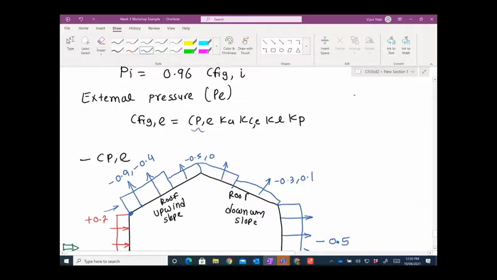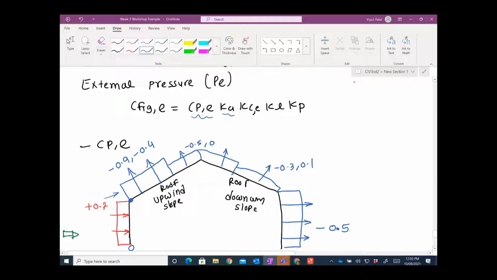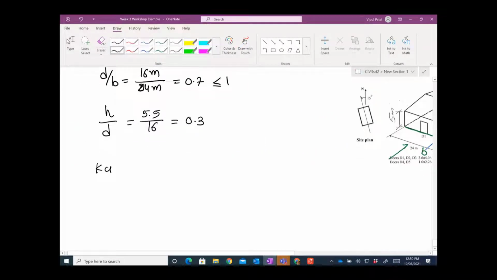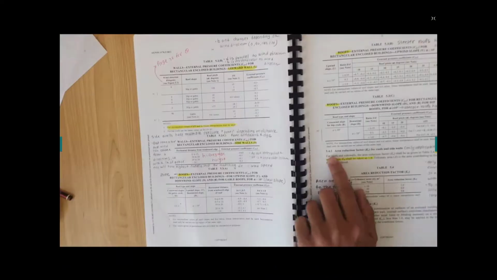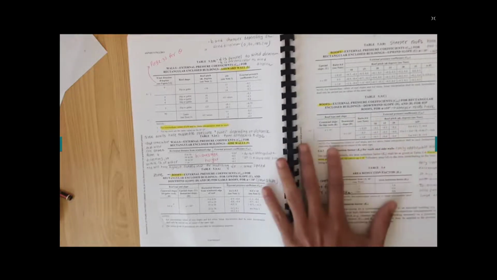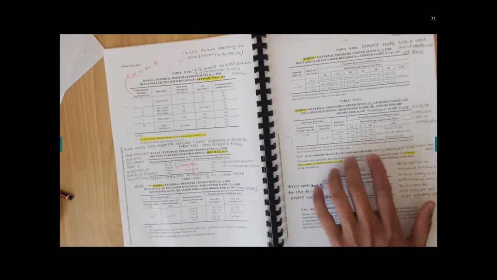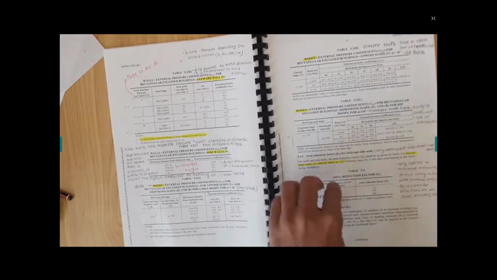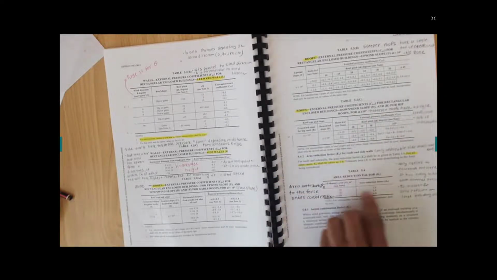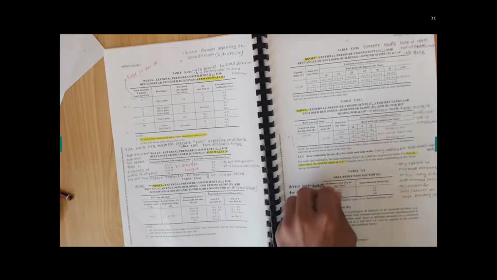So we have calculated this Cpe value right now. Now Ka, what is Ka? Let's work it out. For the windward wall and leeward wall, we don't need to worry about Ka, because it only considers your roof and side walls. As I mentioned, only the roof and side walls have a large area, where the standard wants you to reduce the pressures.